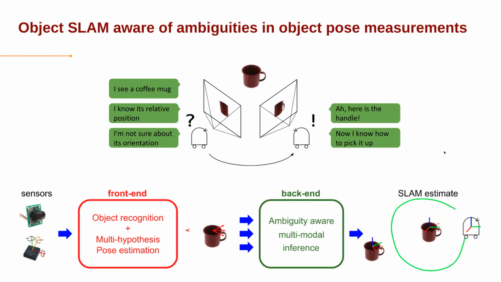In this work, we developed a real-time robust object SLAM system that is aware of ambiguities in object pose measurements. We know that object-level maps have great potential to support robot environment interactions, but individual object pose measurements usually are not enough to recover the full 6D pose of an object. For example, if the robot sees a coffee mug but cannot see its handle, there will be multiple possible interpretations for the robot pose and the mug pose.